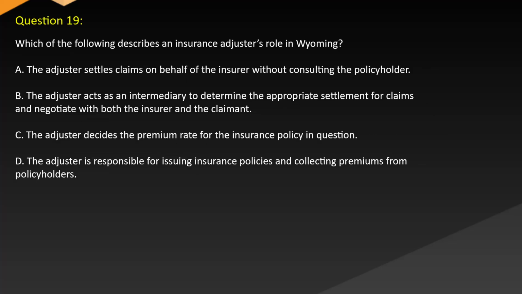Question 19. Which of the following describes an insurance adjuster's role in Wyoming? A. The adjuster settles claims on behalf of the insurer without consulting the policyholder. B. The adjuster acts as an intermediary to determine the appropriate settlement for claims and negotiate with both the insurer and the claimant. C. The adjuster decides the premium rate for the insurance policy in question. D. The adjuster is responsible for issuing insurance policies and collecting premiums from policyholders.